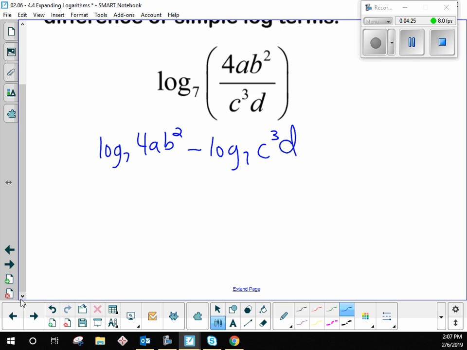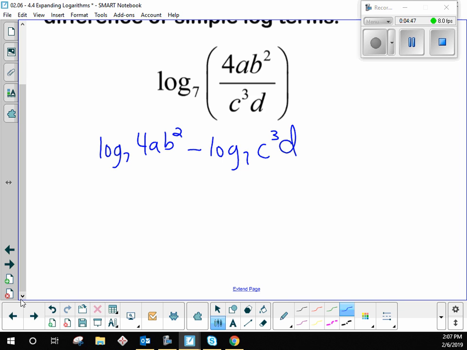Now, I can't do anything with those powers yet, okay? And the reason is because they're on specific variables. This 2 only goes with that b, so I can't bring it out here unless everything here had that squared. So what I need to do next is break those up into smaller logs. So this is log base 7 of 4ab squared.